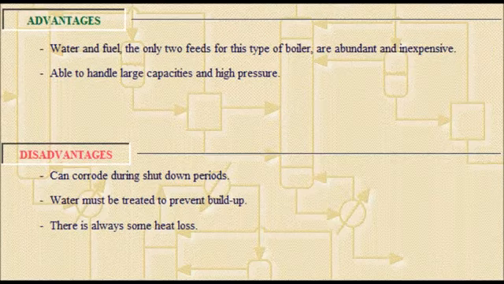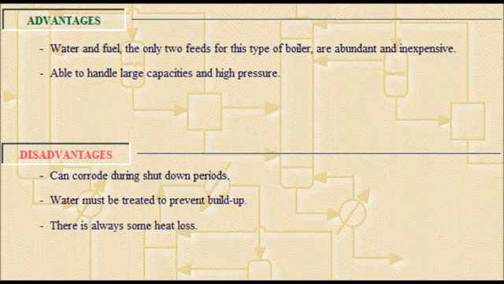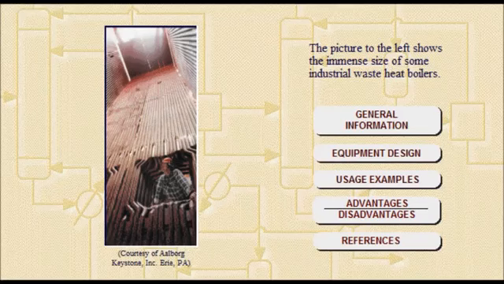Water and fuel, the only two feeds for this type of boiler, are abundant and inexpensive. It can handle large capacities and high pressure. But it corrodes during shutdown periods and water must be treated to prevent buildup. There is always some heat loss. Water tube boilers have immense size as shown.